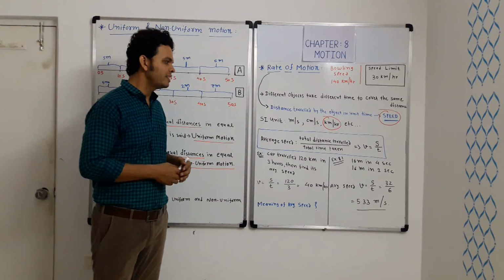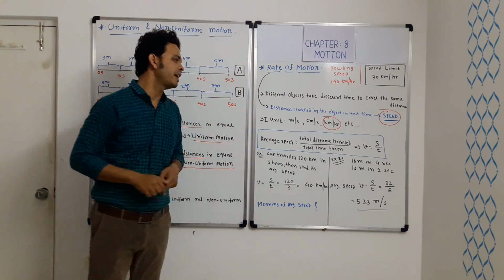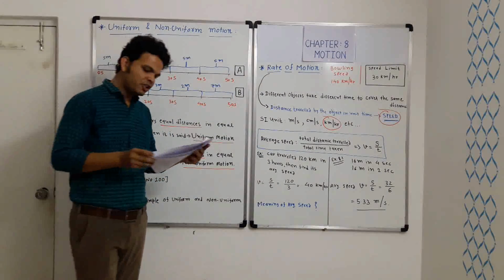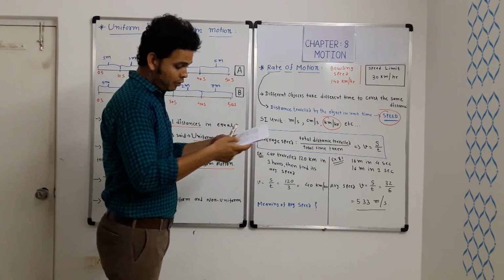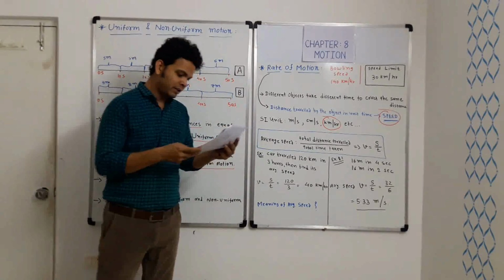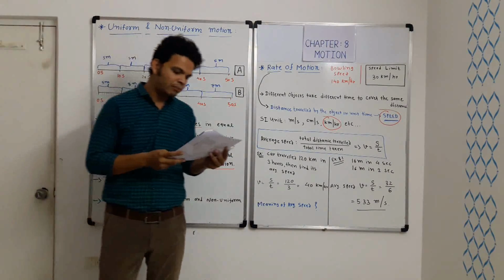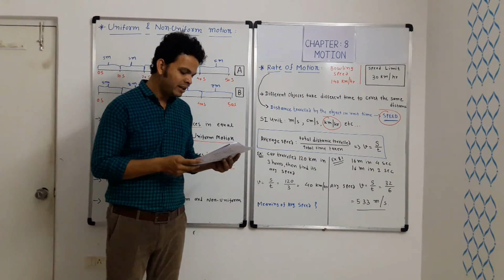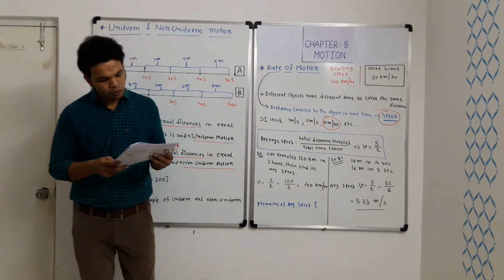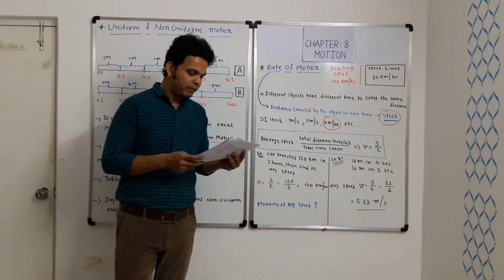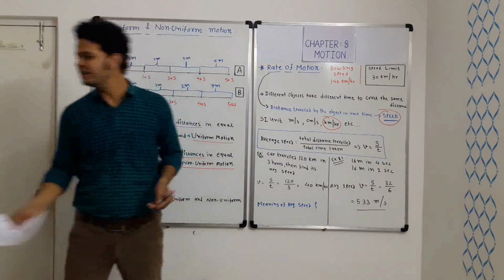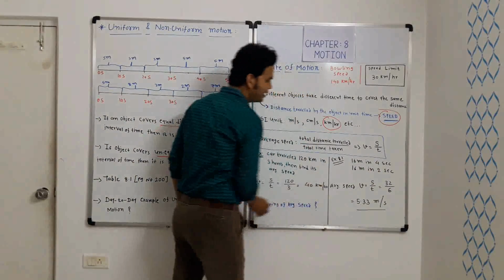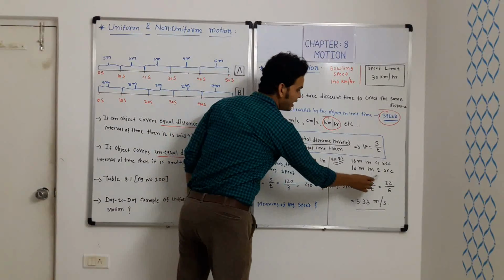Lastly, let us take the example, which is example number 8.1 given in your book, on page number 101. I read out the example. An object travels 16 meter in 4 seconds and then another 16 meter in 2 seconds. What is the average speed of the object? So very simple example. 16 meter in the first 4 seconds and another 16 meter in the next 2 seconds.